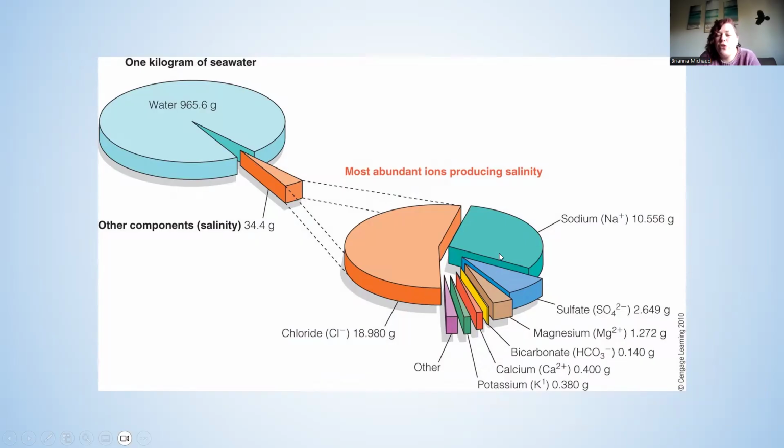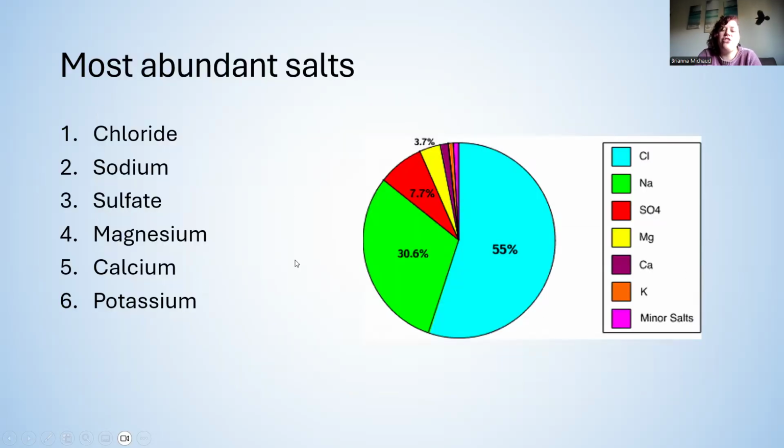And if we broke down those salts into what elements and molecules make up these salts, you can see that most of it is chloride, Cl minus. The next big chunk is sodium. We also have sulfate, magnesium, bicarbonate, calcium, and potassium, which are all part of the salts that make up seawater. So this is just showing the most abundant salts.